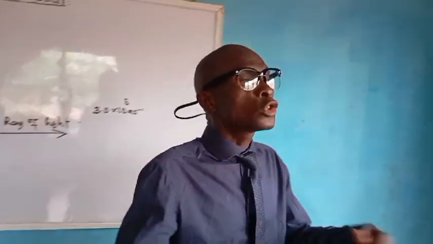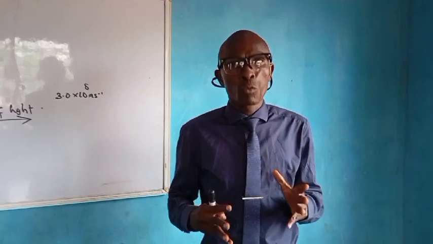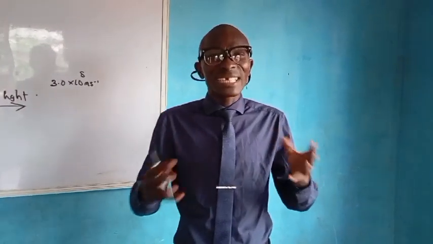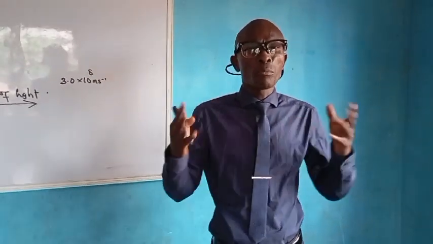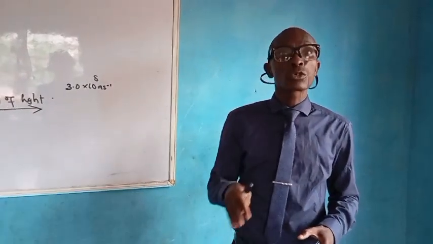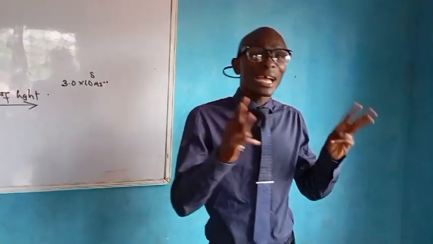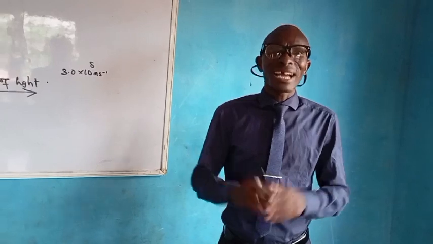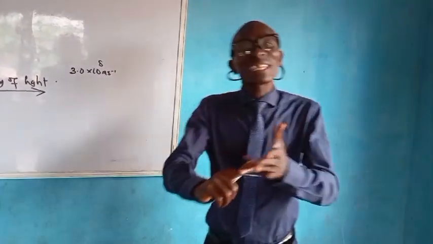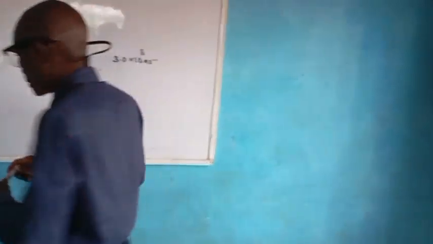When we talk about a bundle, a combination of rays, we call them beams. A beam of light is a bundle of rays, a combination of rays traveling in the same direction. Are you getting it? That is what we call a beam of light. And there are three types of beam: convergent beam, divergent beam, and parallel beam. Let me draw them on the board for you.